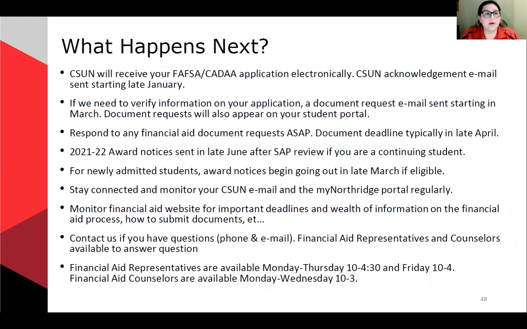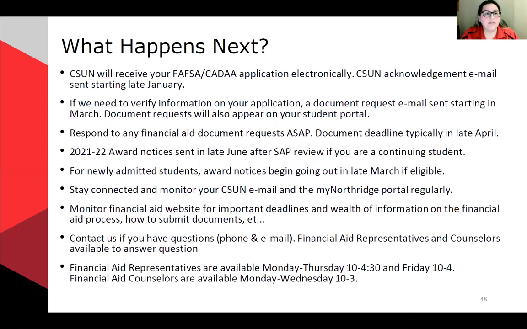If we do send you a request, you should respond to it as soon as possible to avoid delaying your award for next fall. Our priority deadline is usually at the end of April, but try not to wait that long because if something's missing or incomplete, it may take time for us to notify you and for you to resubmit, and you don't want to miss that priority deadline. We'll begin awarding continuing students in late June, and we'll continue awarding throughout the summer. If you're a new CSUN student, we'll begin awarding in late March.